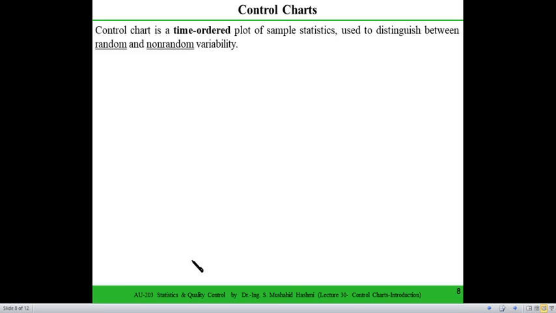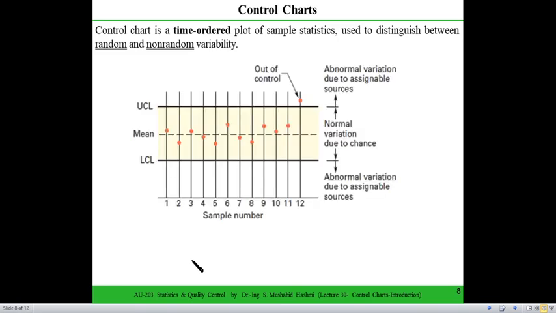The good thing about a control chart is that once you plot it, you are able to distinguish between the different types of variabilities, random and non-random. You can distinguish from the control chart whether the variation is due to random nature, or common cause, or due to some special cause, which is a non-random variability.